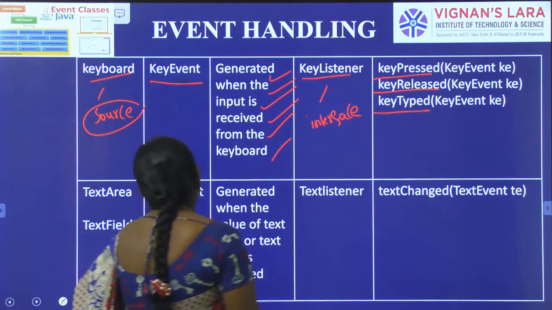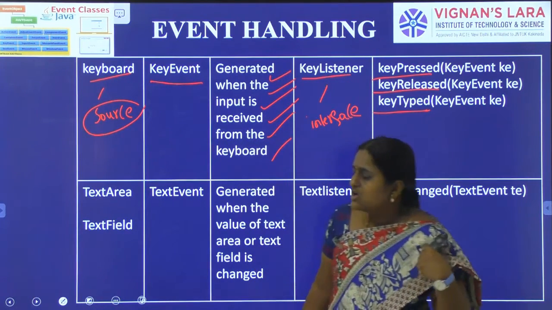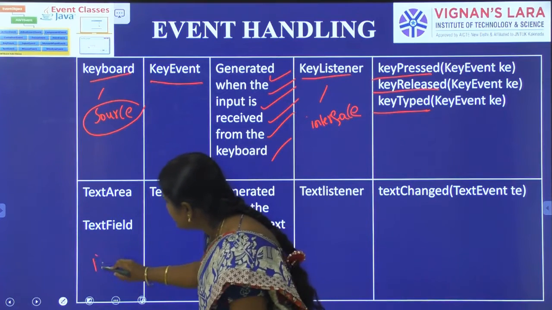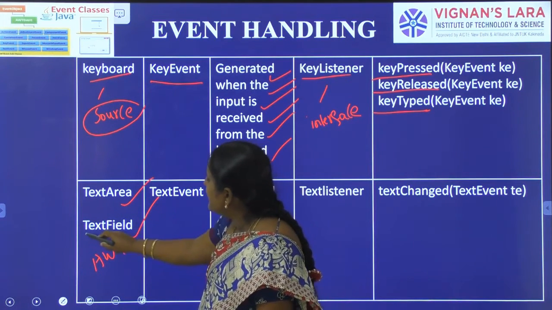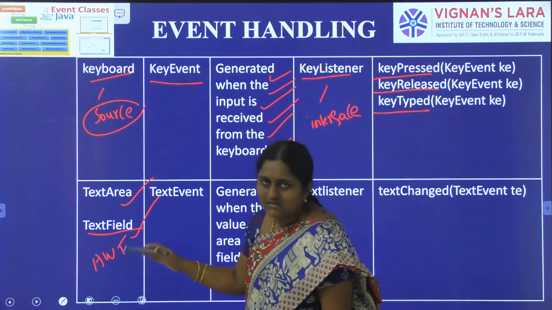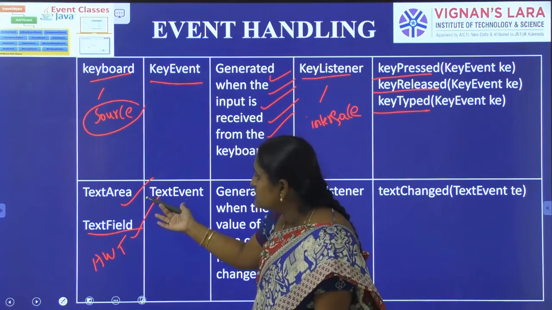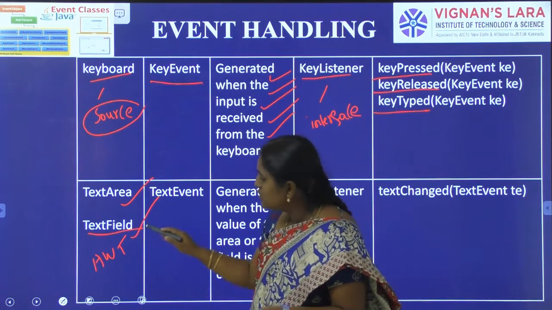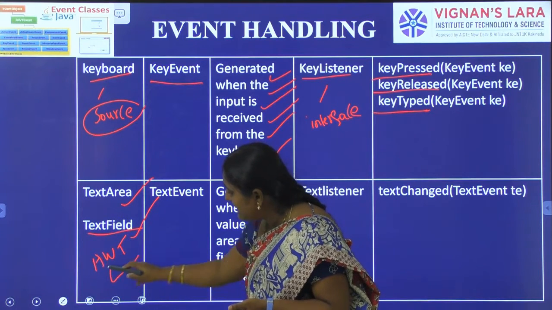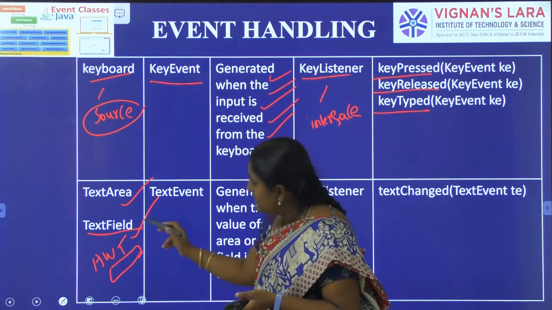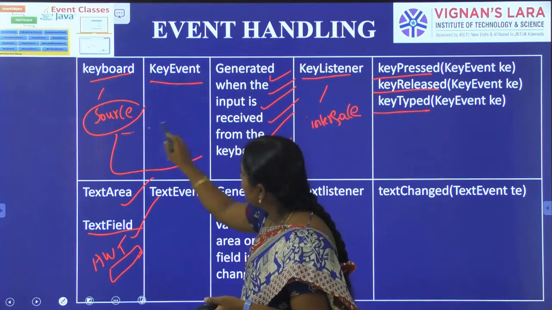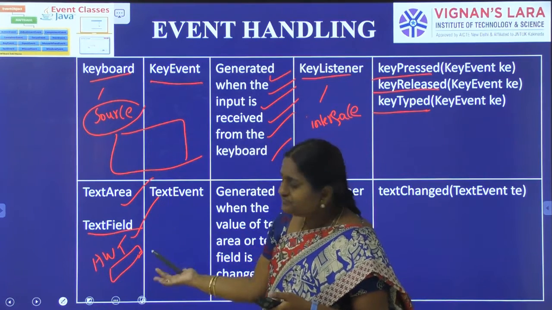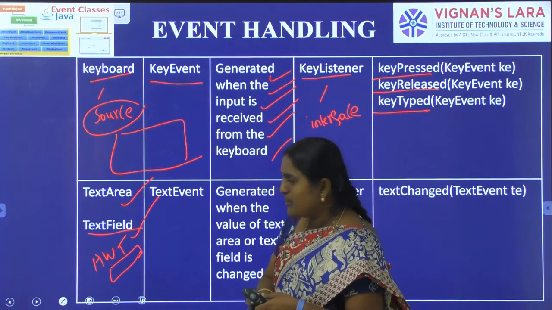Coming to the next one, TextField and TextArea. These two are AWT components. TextField allows single-line data, while TextArea allows multiple lines of data.